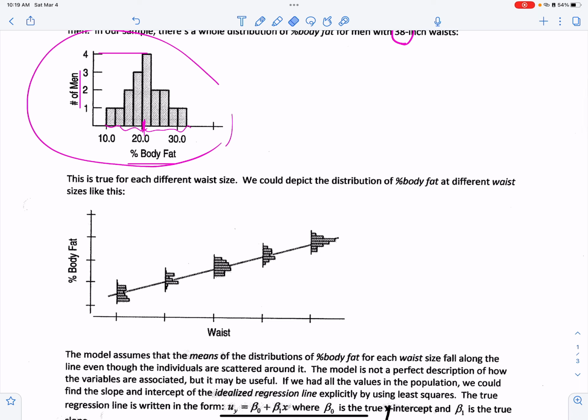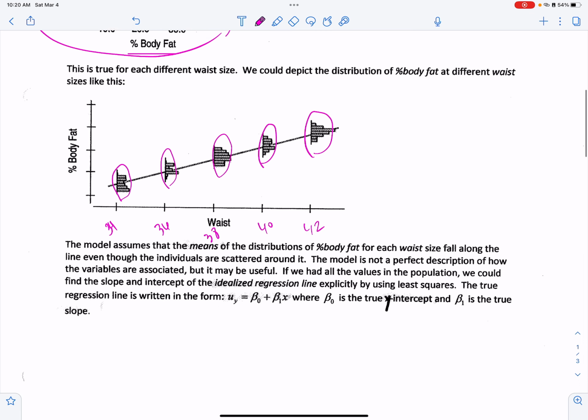So if you were to actually graph this, this is what it would look like. If this is, let's say, 34-inch, 36-inch, 38, 40 or 42, something like that. It's showing each waist value is going to have a different distribution of body fat. So what we're trying to do is come up with a regression line that's going to be an accurate prediction.